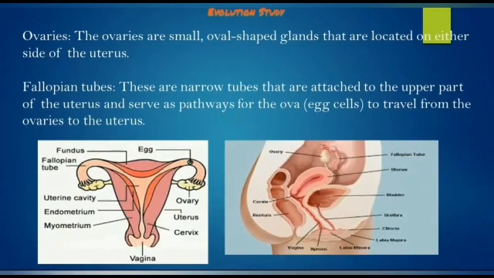And what are fallopian tubes? These are the narrow tubes that are attached to the upper part of the uterus and serve as pathways for the ova or the egg cells to travel from the ovaries to the uterus.